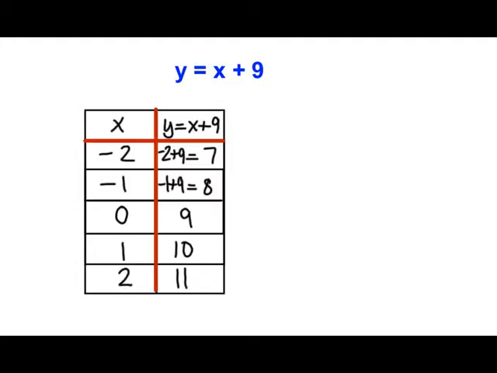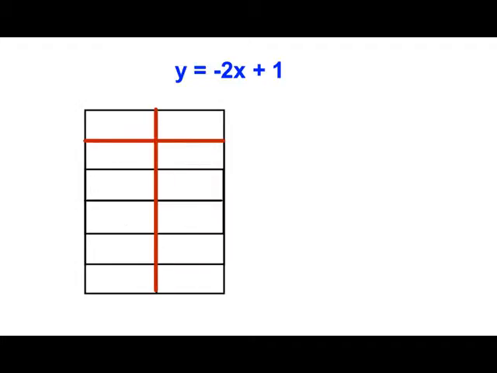Let's try another one. This time I threw in a negative in front of my x. So we have to make sure to do our order of operations. I'm once again going to pick some x values. Doesn't really matter what you pick. -2, -1, 0, 1, and 2. Now in this problem it says y is equal to -2 times whatever you pick for x plus 1. I'm going to do my work off to the side here.